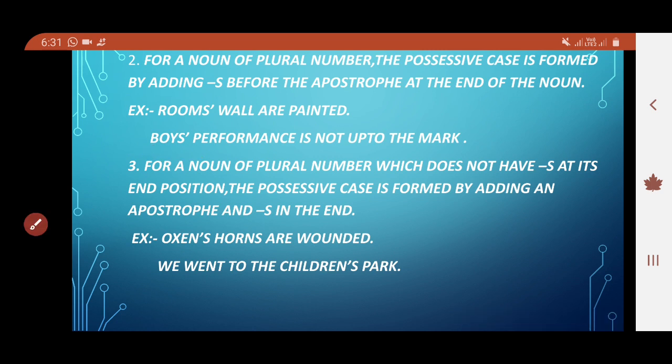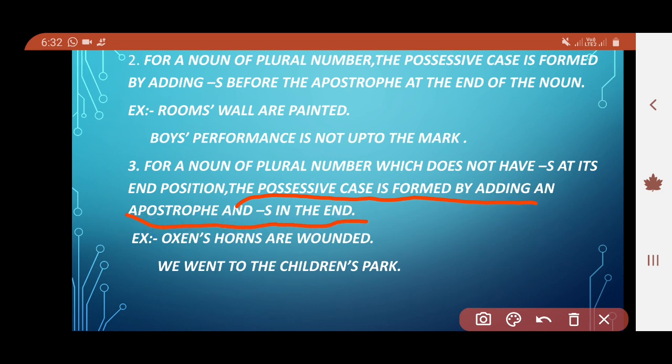Now comes the third rule. For a noun of plural number, which does not have s at its end position. See, in the second rule we learned that there was an s after the noun, but here there is a little bit of difference. Here again we are learning about the plural form of a noun, but there will be no s at the end of the noun. In such a case, how can we form the possessive case? The possessive case can be formed by adding an apostrophe and s at the end.